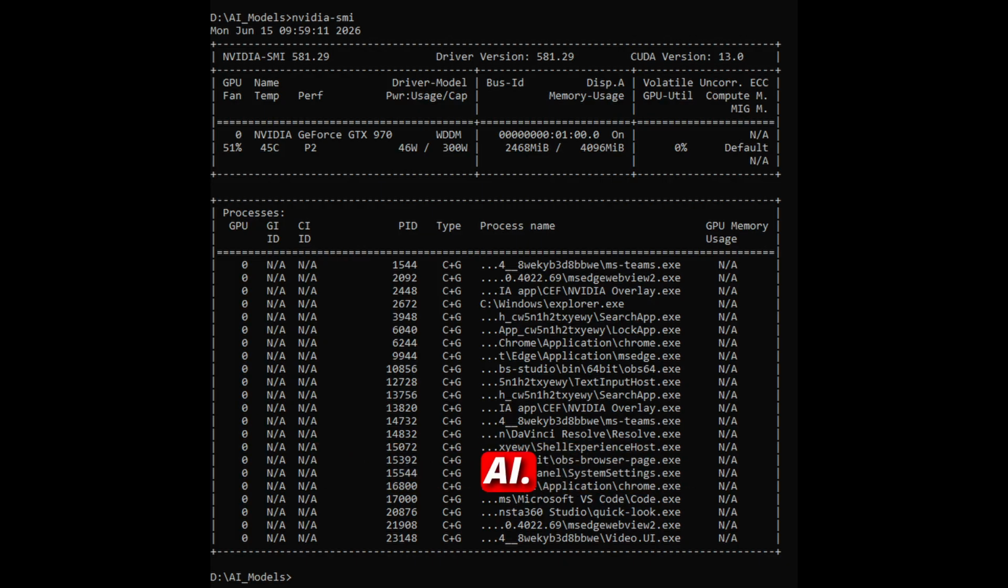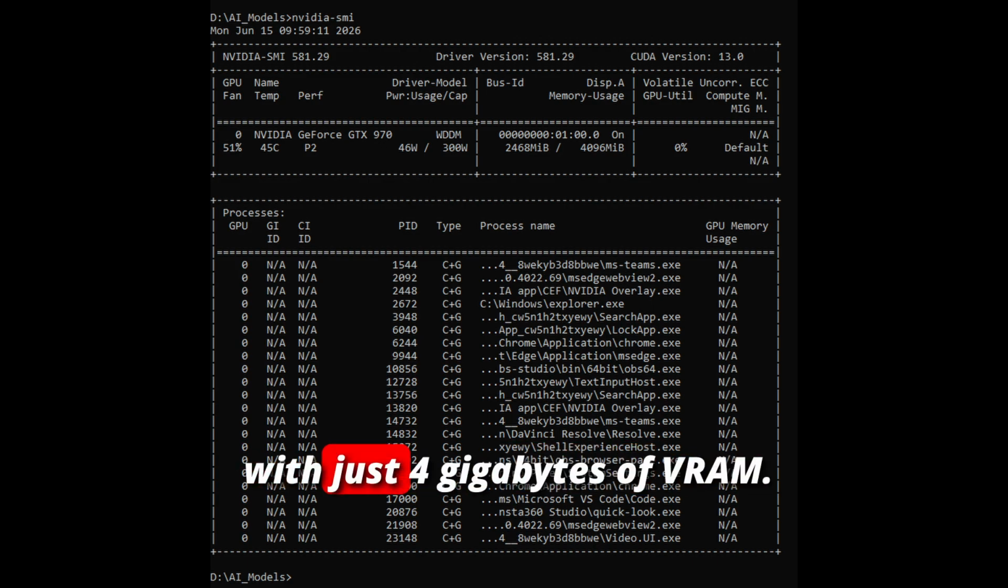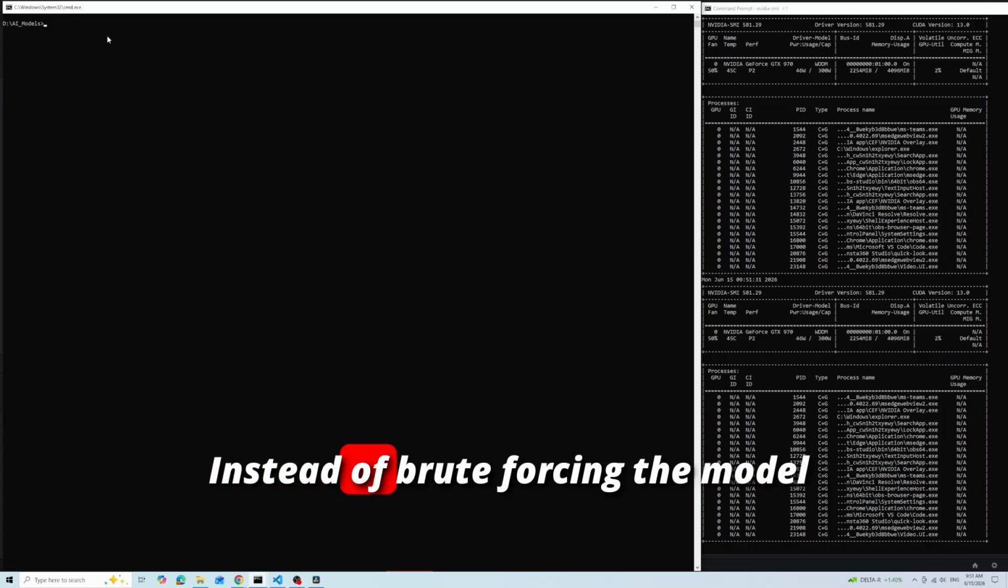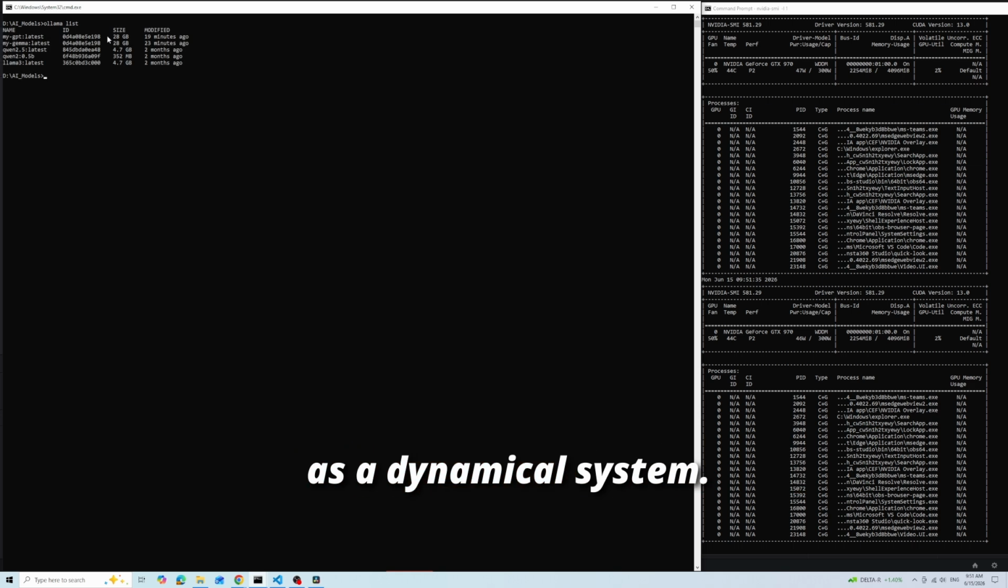Welcome to Bangsaen AI. This is our hardware. A 10-year-old NVIDIA GTX 970 with just 4 GB of VRAM. Our cloud cost? Exactly $0. Instead of brute forcing the model online, we treat the AI as a dynamical system.